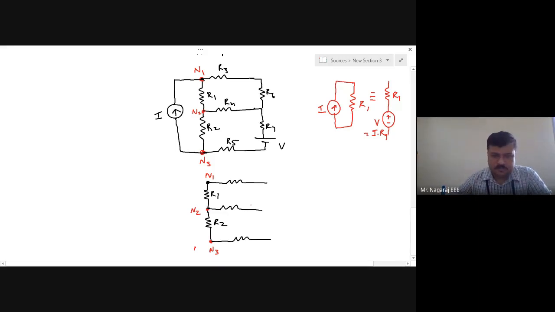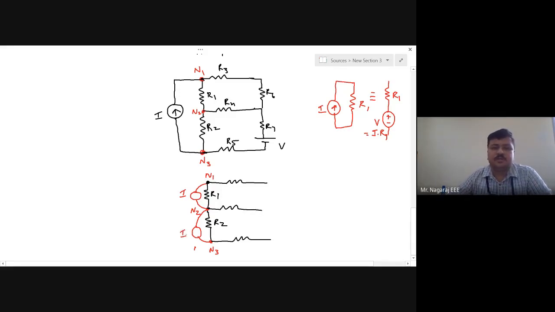Now I have to shift this current source I across the branches connected to the nodes of the original current source branch, that is across R1 and across R2. So this I will now come across R1 and R2. This is the current source I.